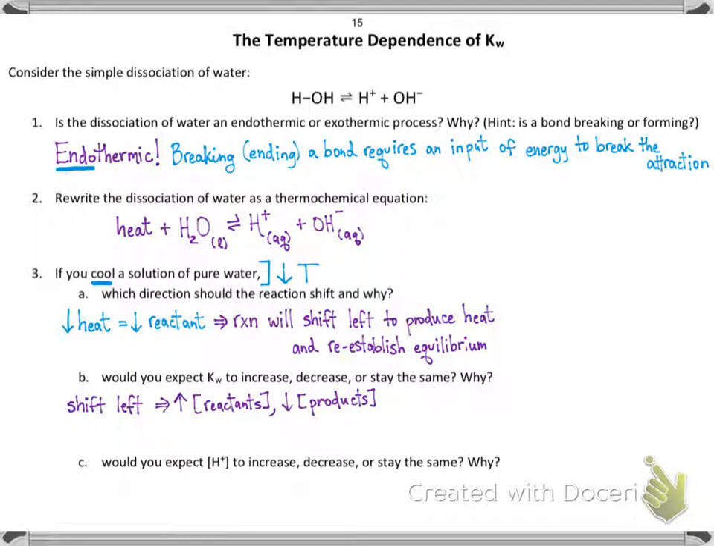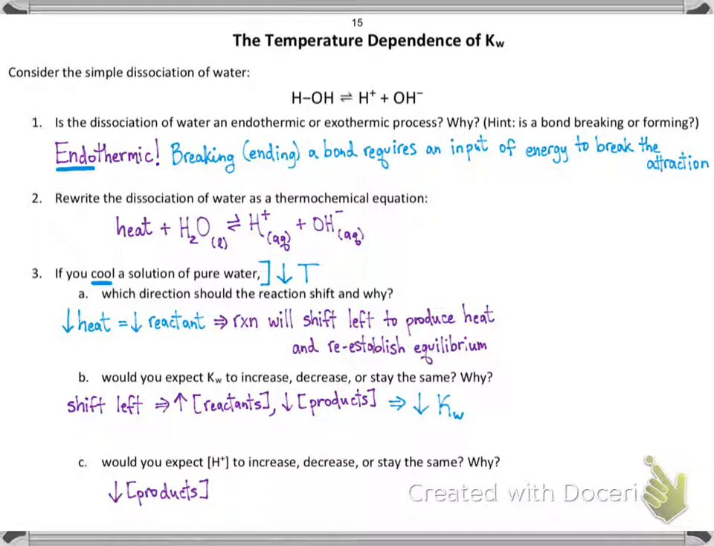Well, if you shift left, you are increasing your reactants, but you're decreasing your products. And since K is products over reactants, this will make Kw go down. So then the question becomes, okay, that's great, but would you expect the concentration of the protons to increase, decrease, or stay the same? You guessed it, you're going to predict, and then when you're ready to check your answer, unpause the video.